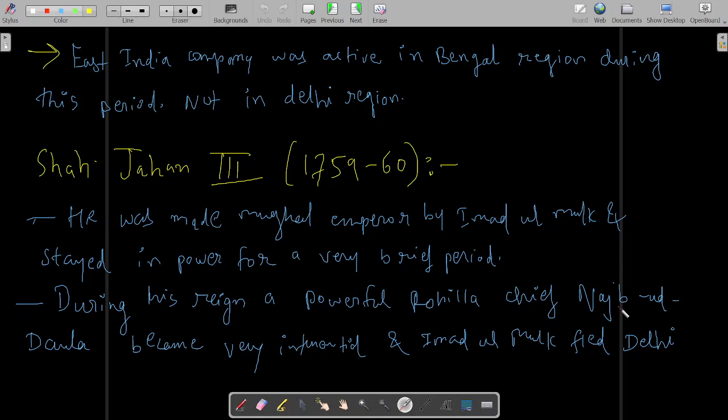And what was Shah Jahan III doing all these days? He was just sitting like that, in the background. He was not doing anything. Just for the namesake, he was an emperor. But actually, he was being treated like a slave over here.